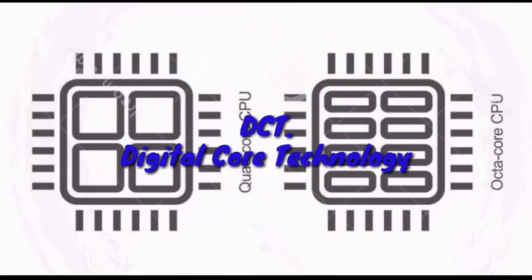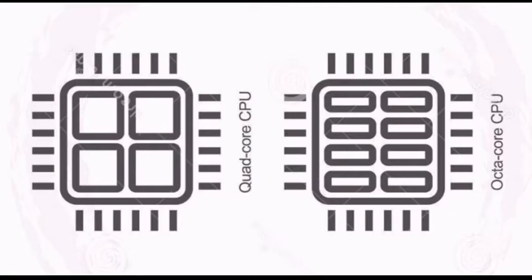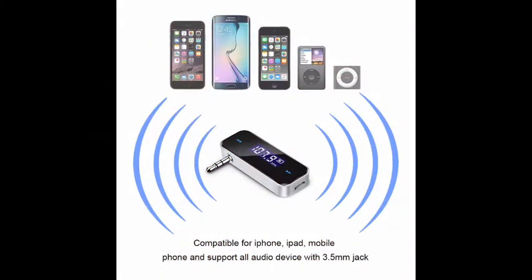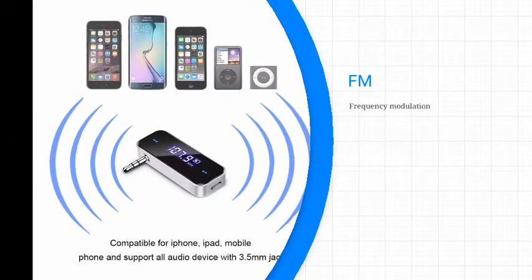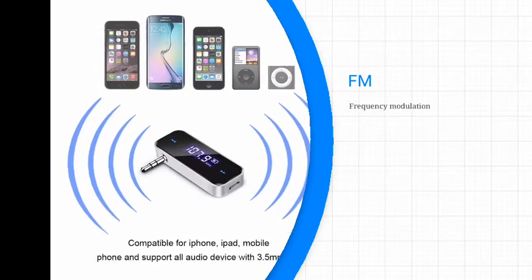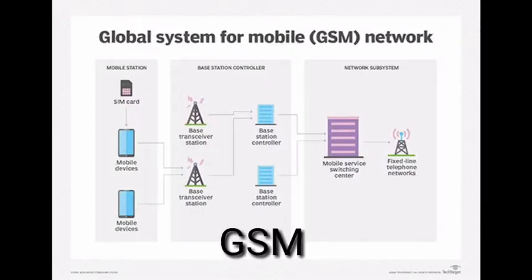We have DCT, Digital Core Technology. This is for your processor units. We have FM, which is known as frequency modulation. Next up, we have GSM, which stands for Global System for Mobile Network.